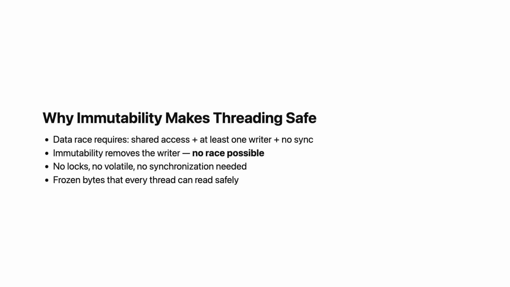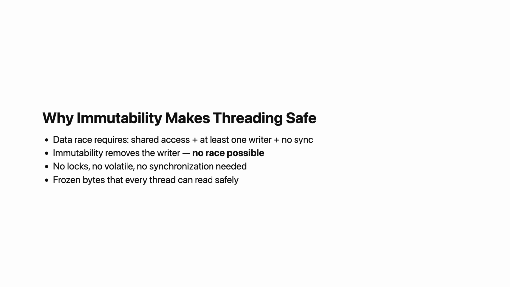Let me make the threading argument crystal clear, because this is one of the most important concepts in concurrent programming. A data race requires three things: two threads accessing the same memory, at least one of them writing, and no synchronization between them. If you remove any one of those conditions, you cannot have a data race. Immutability removes the second condition entirely. If nobody writes, there is no race.